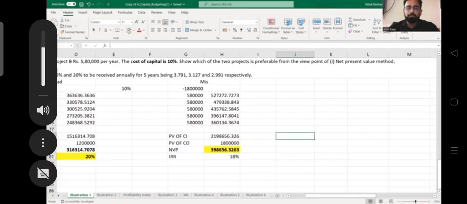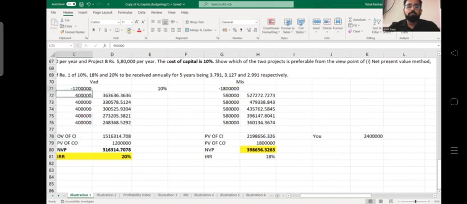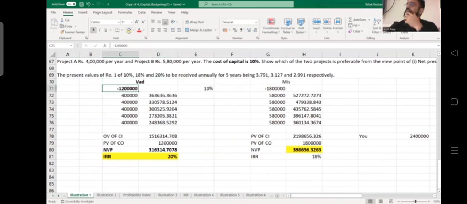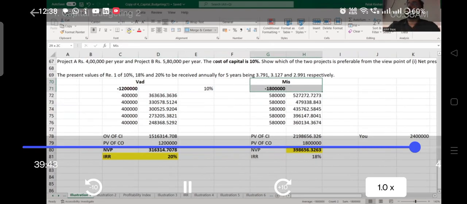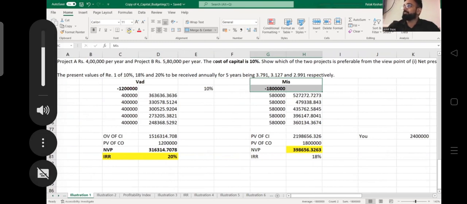Let's suppose you are having 24 lakh rupees with you. To start one stall of Vada Pav business, you need to invest 12 lakh rupees. And to start one stall of Missile Pav, you need to invest 18 lakh rupees.